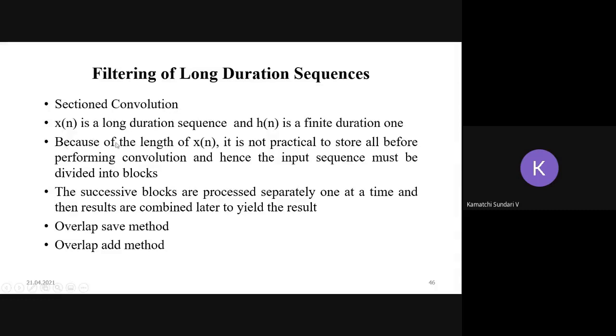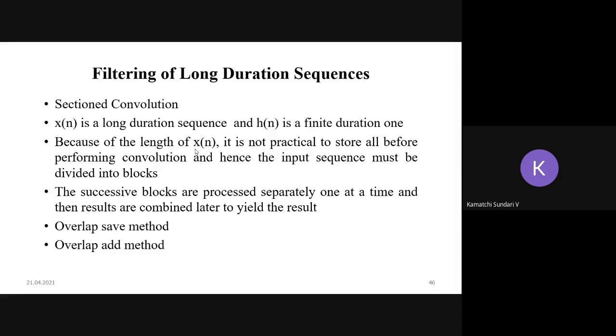Because if I want to store my intermediate result, then I will have a large amount of memory, right? So in order to avoid that, we are going for sectioned convolution, or we can call it a filtering procedure. Here, because of the length of x of n, it is not practical to store all of it before performing the convolution, and hence the input sequence must be divided into blocks.